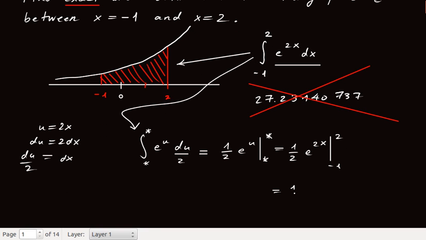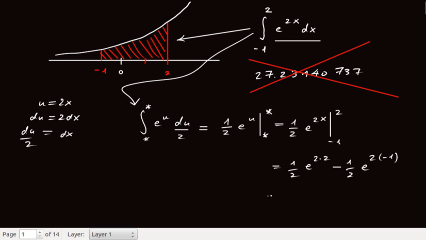So that's going to be 1/2, and now I plug in 2, so that's going to be e to the 2 times 2, and then minus 1/2. Now I plug in the -1, so I get e to the 2 times -1. So that's going to be equal to 1/2 e to the 4th minus 1/2 e to the -2. And that's the exact answer.